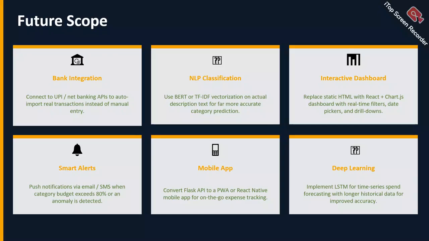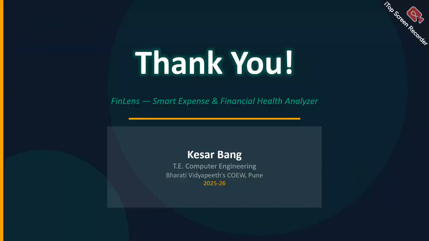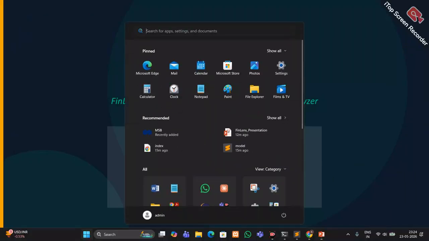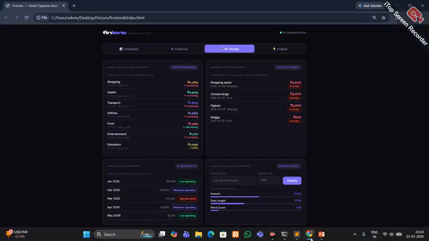We can also implement smart alerts through SMS or email notification. Additionally, the project can be converted into a mobile application. For better forecasting, deep learning models like LSTM can also be used. So, we will look at the demo of the project.